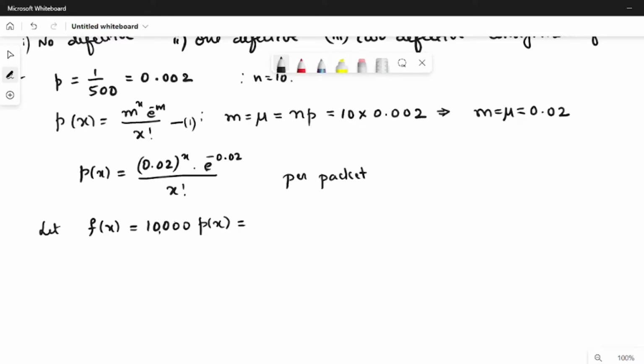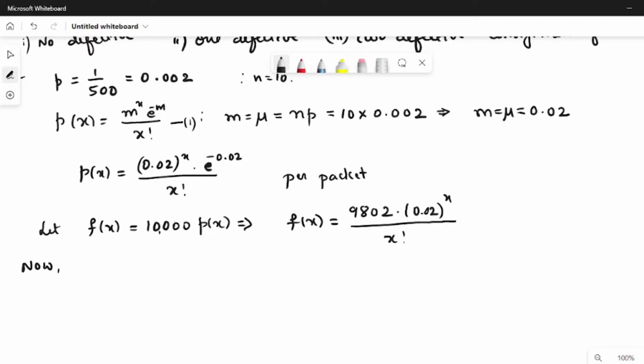By substituting the value for e and simplifying, you get that finally f(x) equals 9802 times (0.02)^x divided by x!. With all simplifications, you get finally this. Simplification in the sense that you just substitute for e and then simplify. So you get 9802 into, I think it should be 0.02, whole power x.